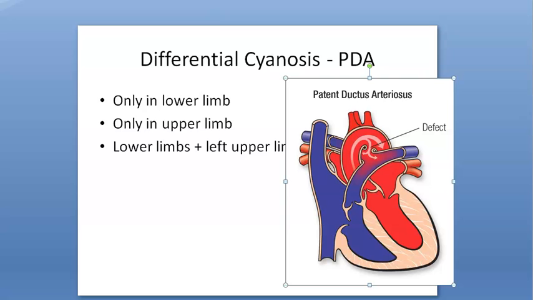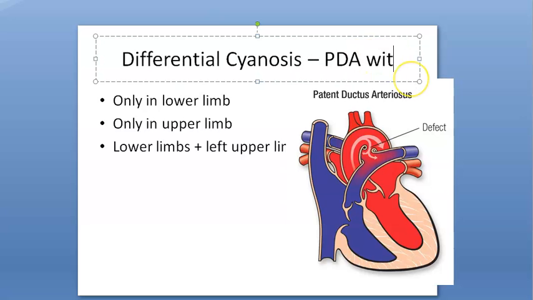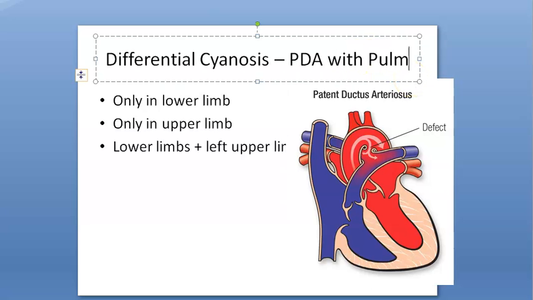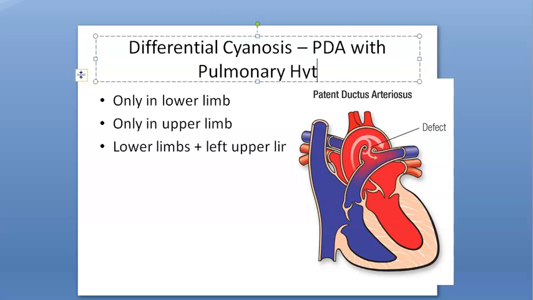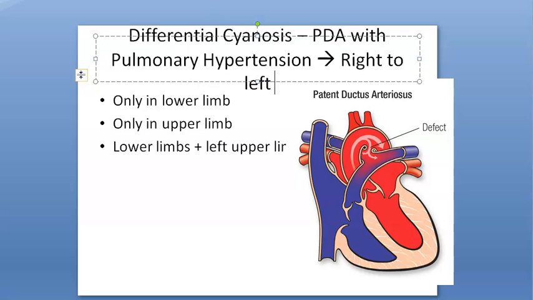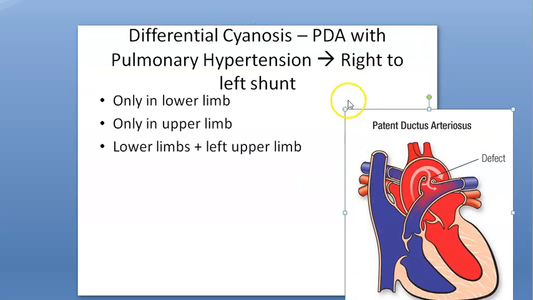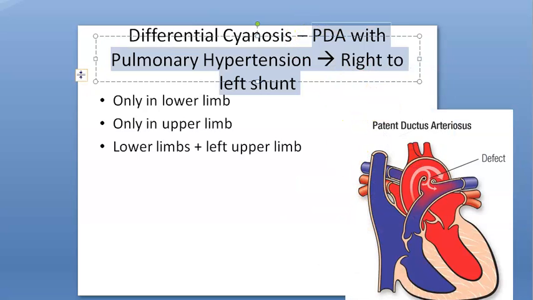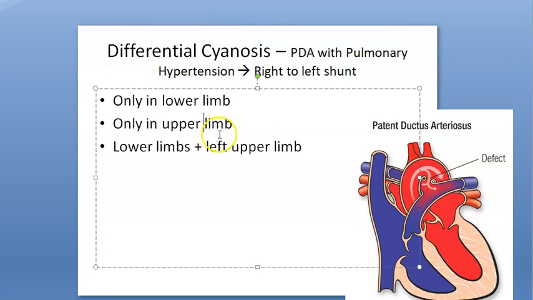Okay, so it is not just PDA. It is PDA with pulmonary hypertension. So that will cause a right to left shunt. The pressure on the pulmonary side is more, which will lead to a right to left shunt. That means a right heart to left heart kind of shunt, that is deoxygenated blood to the oxygenated side. This is when the cyanosis will happen.